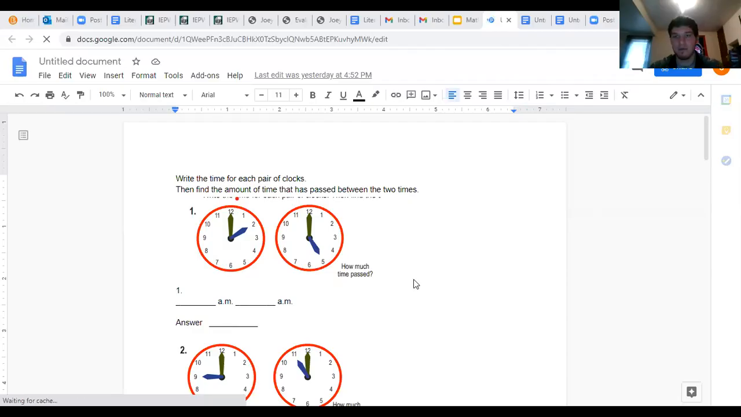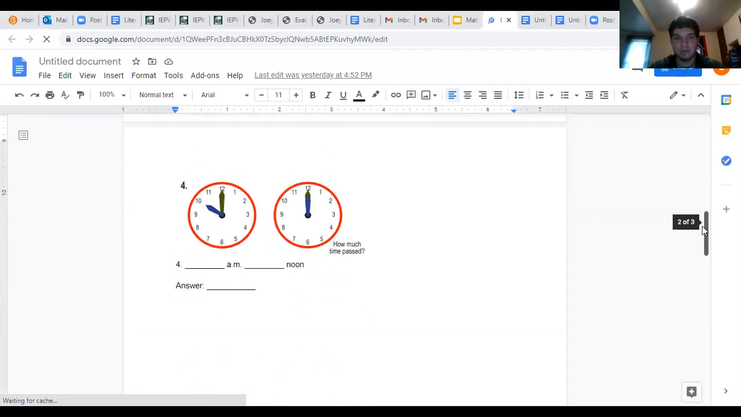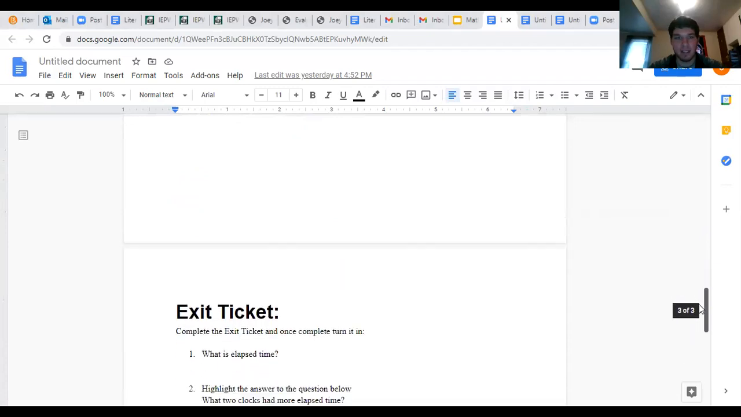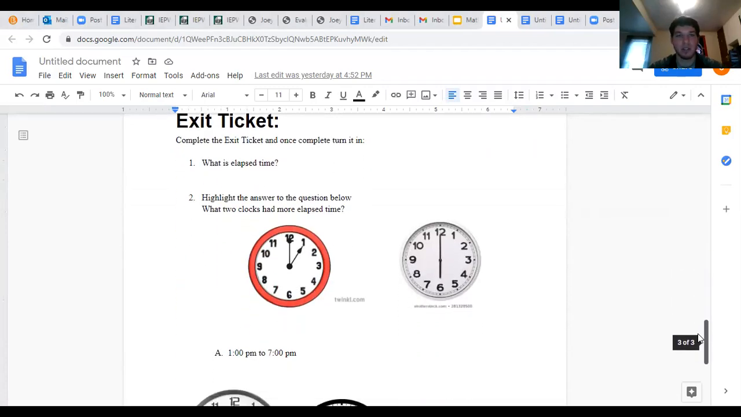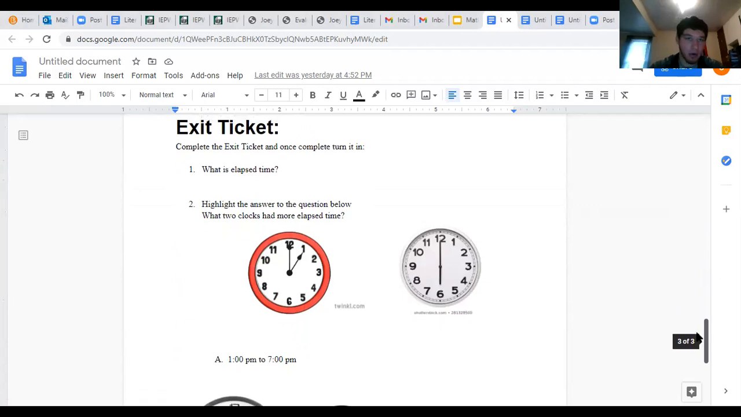Okay, class. So these were the 4 questions that we originally answered. Now for the exit ticket. These are the 2 questions that I want you to answer. When you are done, you can put it on the exit ticket, and we will go over these when we're done.